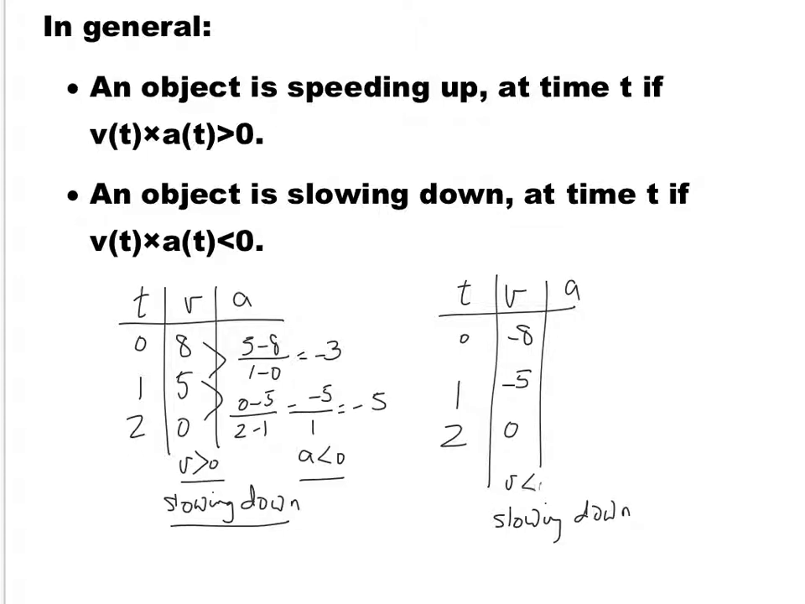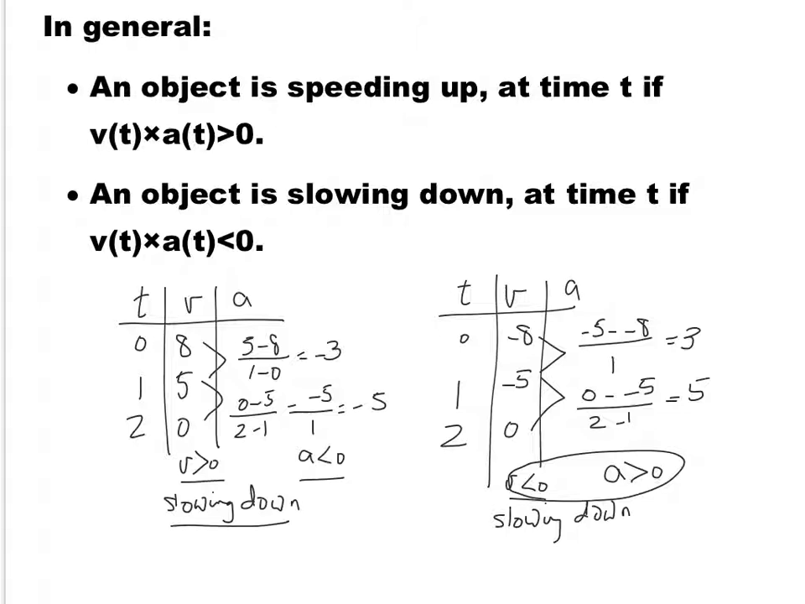And the velocity is less than 0. Again, if we find the acceleration here, we get negative 5 minus 8 over 1 minus 0, which is 1, which is going to give us 3, and 0 minus 5 over 2 minus 1, which is 1, so 5 over 1 is 5. You can see the acceleration is positive, and these are opposite signs, and the object is slowing down. So these are examples of why these two concepts are correct.